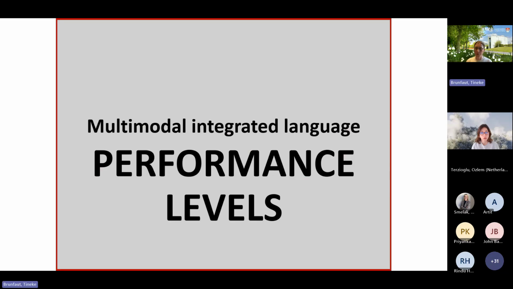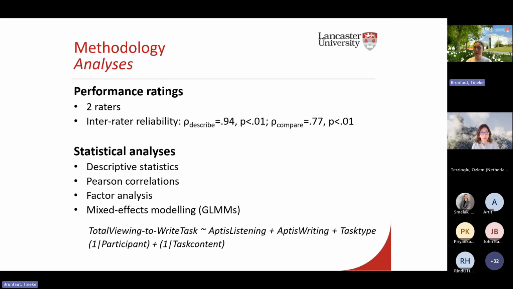So we had those rating scales, and then the next step was doing the actual rating. So we had 2 raters rate all the performances, and then we ran a whole series of statistical analyses. Again, there's more detail in the article. I just want to give you a flavor.